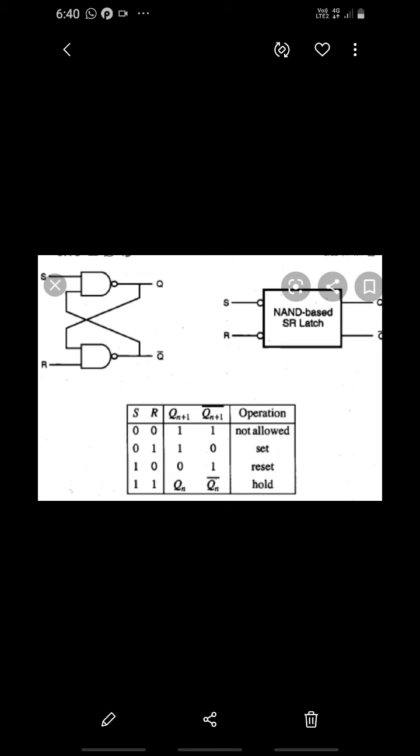And next when both are 1 1, here 1 1, 0 0 1 1, so it is holding, means no change.